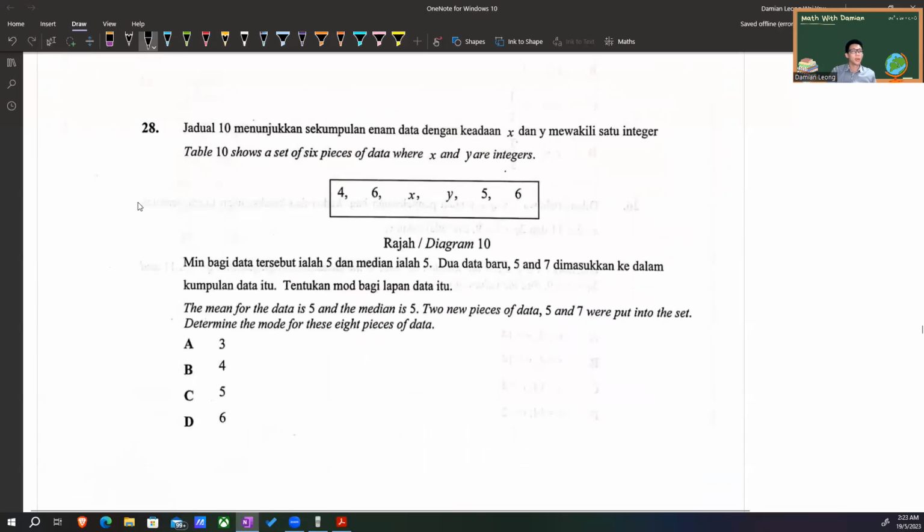Question 28. Mean for the data is 5. Median is 5. Two new pieces of data, 5 and 7, will be put in the set. Determine the mode for these 8 pieces of data. So if mean is 5, means I add all of them together.